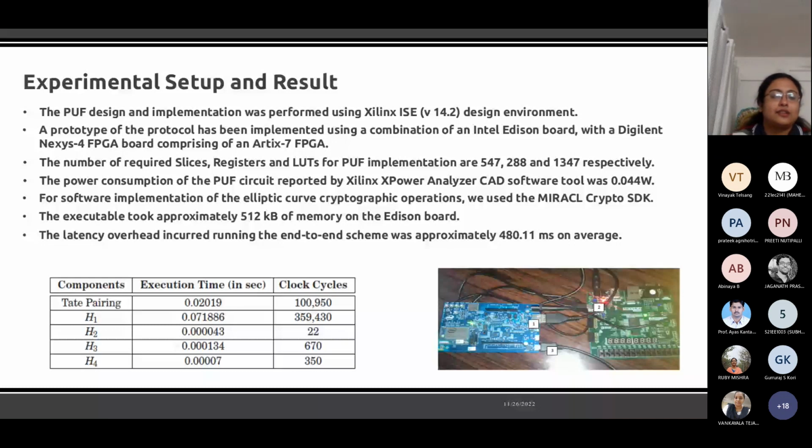So there are four types of hash function or wrapper function we have used to map from one particular set to another. The clock cycle for tate pairing was around 1,950,000. For hash 1 it was more than 3 lakh. For hash 2 it was 22, which is a very small SHA-512 code. And for hash 3 it was 670, and hash 4 it was 350.